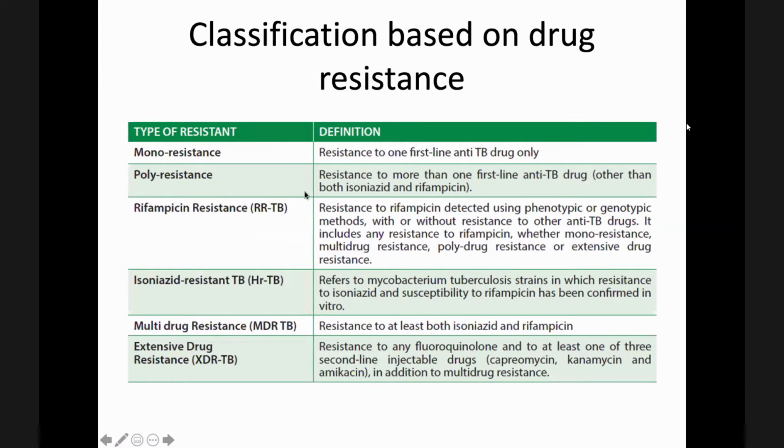Okay, so these are the definitions according to the classification based on the resistance of TB. So you should know what MDR is and what XDR is. Okay, so that's the question.